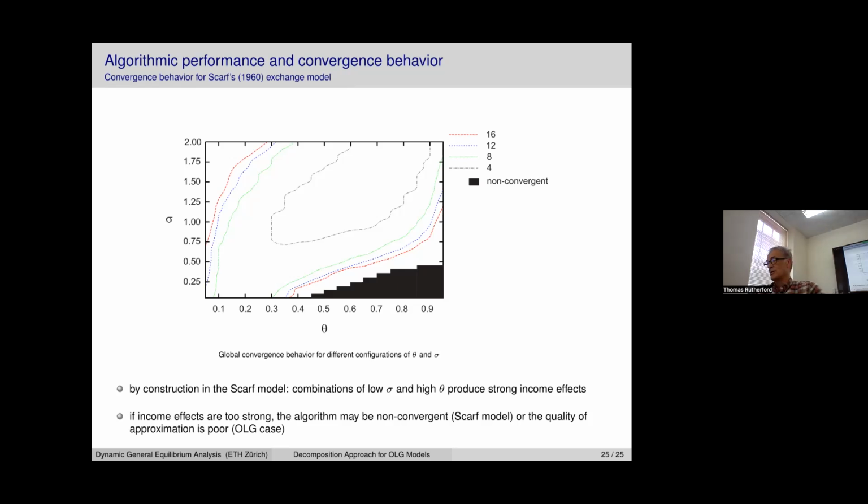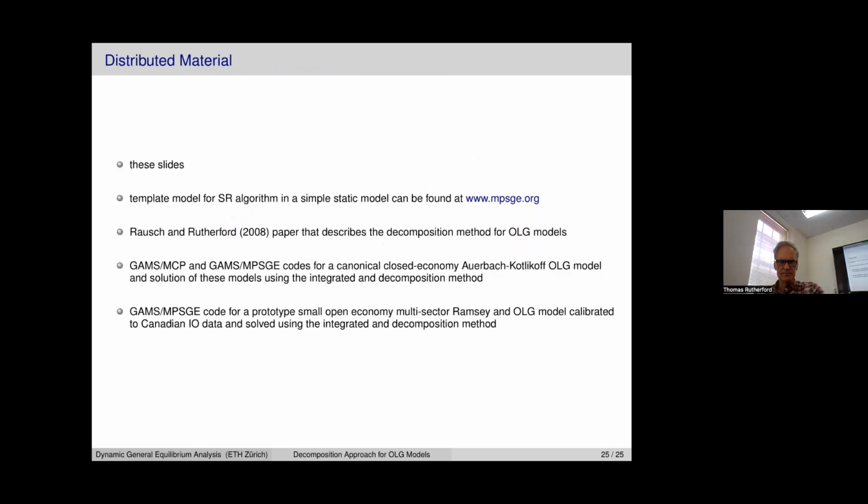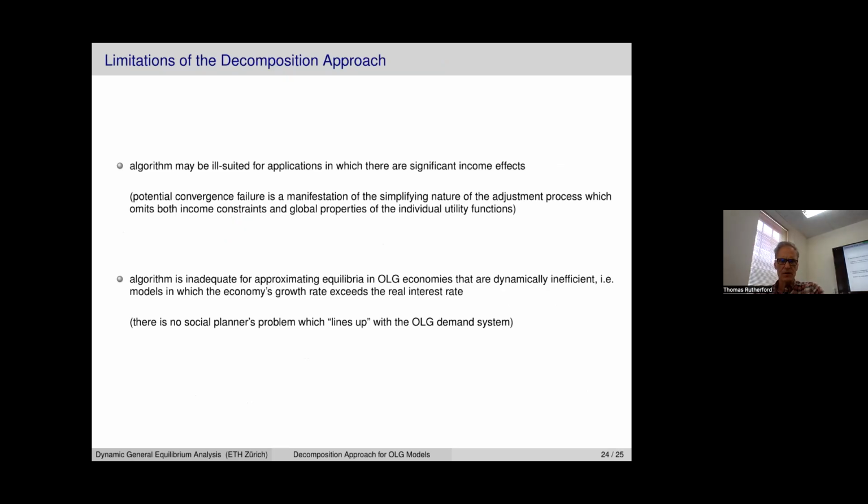But for OLG, we've always found that we don't have any trouble with these things. Now, the algorithm is surely inadequate for approximating equilibria that are dynamically inefficient. So you have models where the growth rate exceeds the interest rate. It's not going to work. There are cases where the planner's problem doesn't work and this method won't work. But if the planner's problem works and you can solve a Ramsey model, then doing the household model, putting in different households, is not hard.